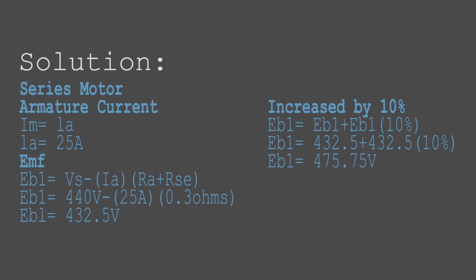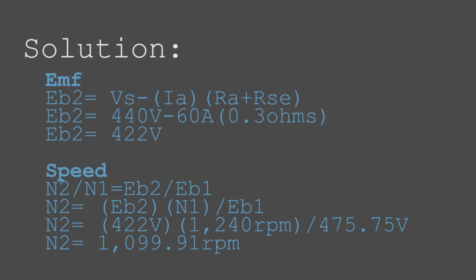EB1 increased by 10%. EB1 equals EB1 plus EB1 times 10%. EB1 equals 432.5 volts plus 432.5 volts times 10%. EB1 is equal to 475.75 volts. EB2 is equals to VS minus IA times RA plus RSE. EB2 equals 440 volts minus 60 amperes times 0.3 ohms. EB2 is equals to 422 volts.